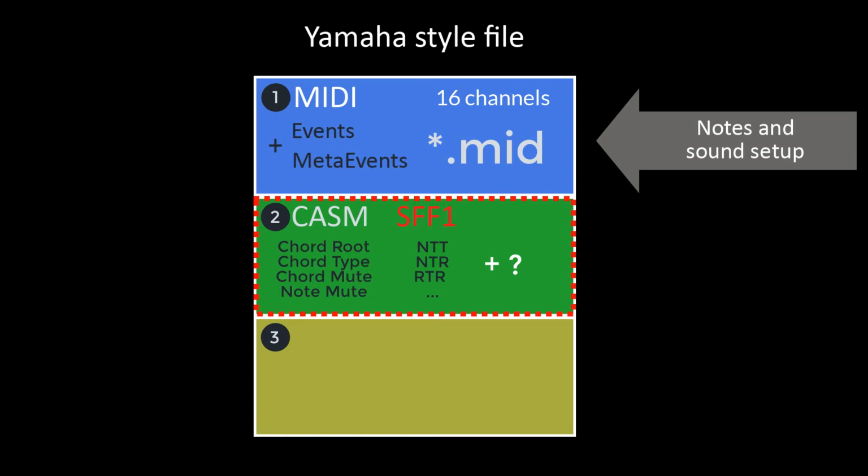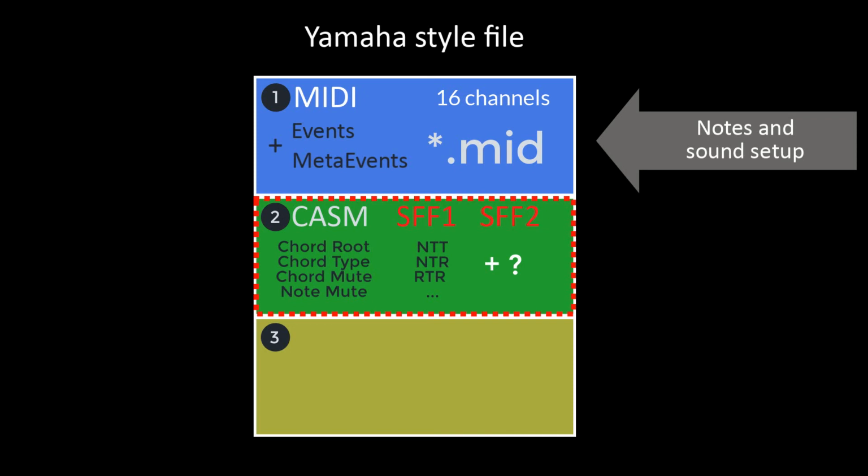So a more modern Casm format appeared, called Style File Format 2 or SFF2. That's what is used in modern Yamaha synthesizers. And while modern synthesizers understand both formats, or rather they automatically convert the old SFF1 format to the new SFF2 when you load a style, older synthesizers know nothing about SFF2 format.